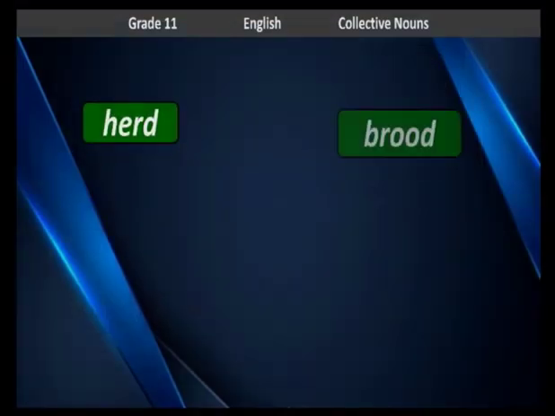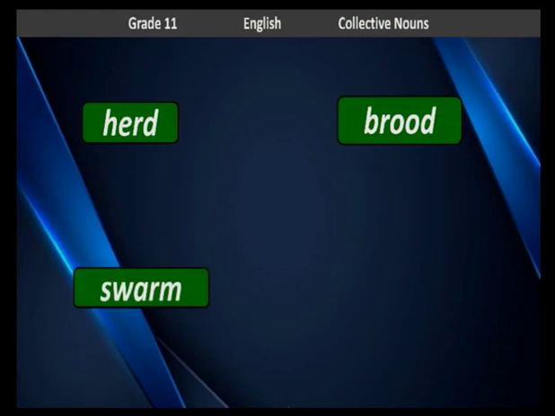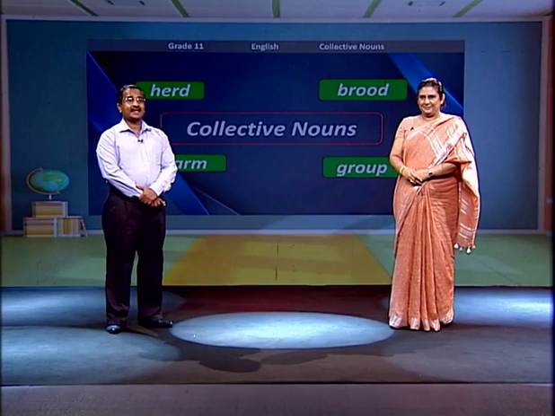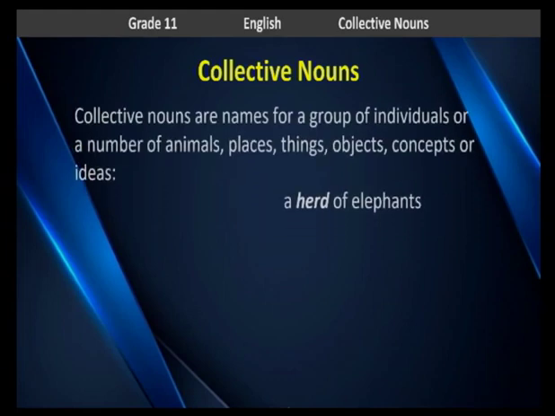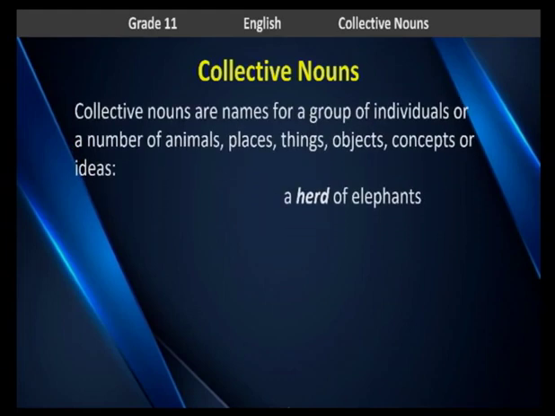Herd, brood, swarm and group. Can you tell me what they are? Yes, of course. Children, they are collective nouns. Let's have a look at the next slide. Collective nouns. What are collective nouns? Collective nouns are the names for a group of individuals, people, animal, things, concepts or ideas.